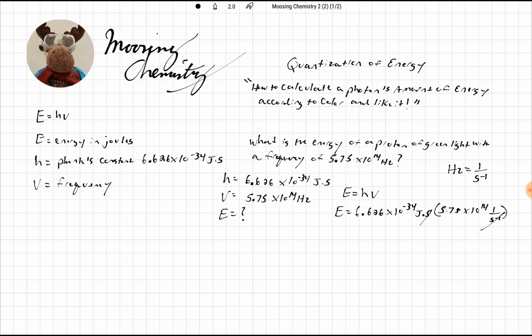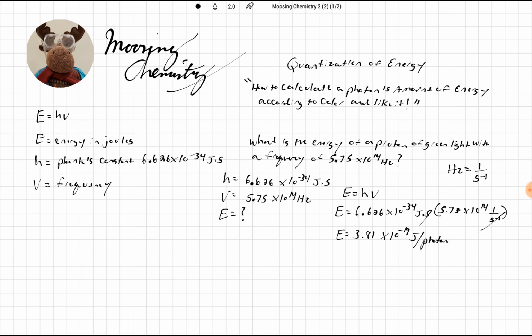Let's take our calculator and put this in: 6.626, that's Planck's constant, times 10 to the negative 34, times 5.75 exponential 14. And lo and behold, we get 3.81 times 10 to the negative 19. So the energy in one photon of green light is 3.81 times 10 to the negative 19 joules per photon.